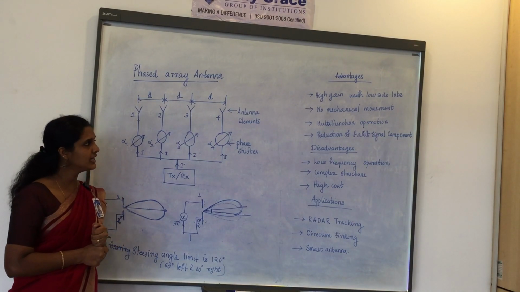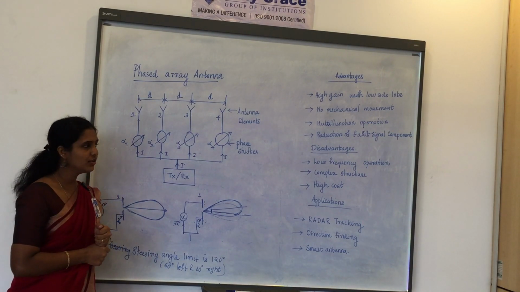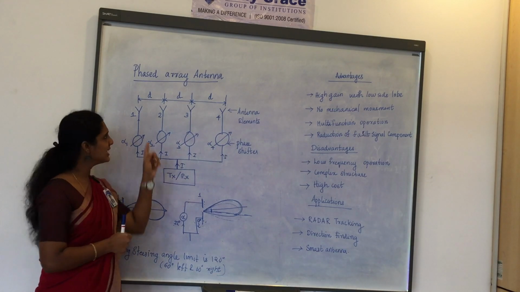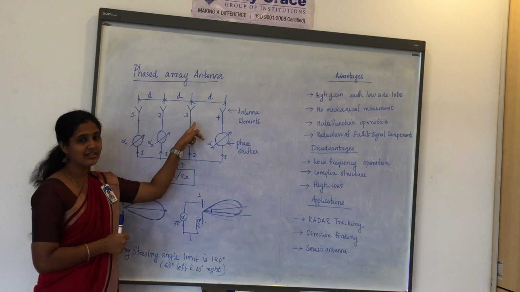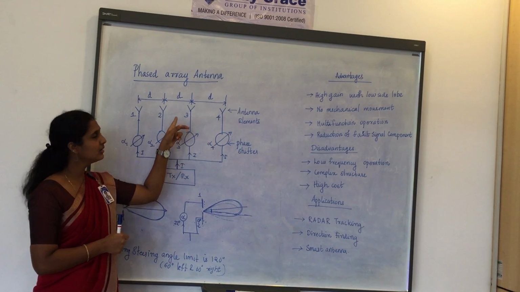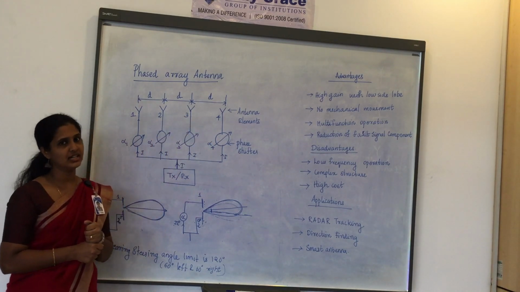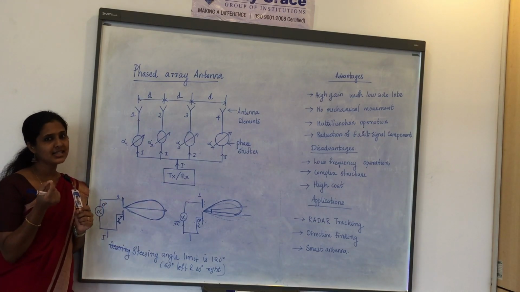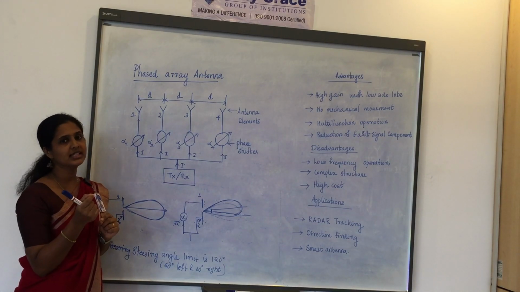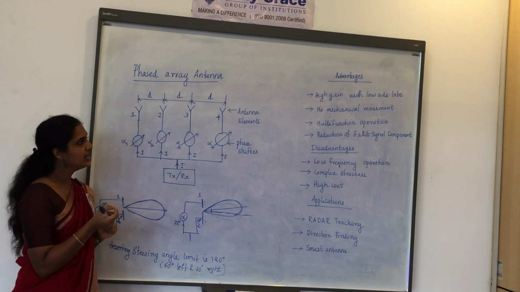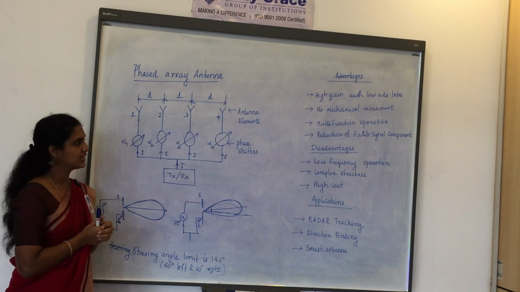Then reduction of fault signal component. In the case of beam steering, if some of the signals from these antenna elements are faulty and not connecting, the total beam is not affected. A fault in some other elements does not affect the main beam. That is why there is reduction of fault signal component.